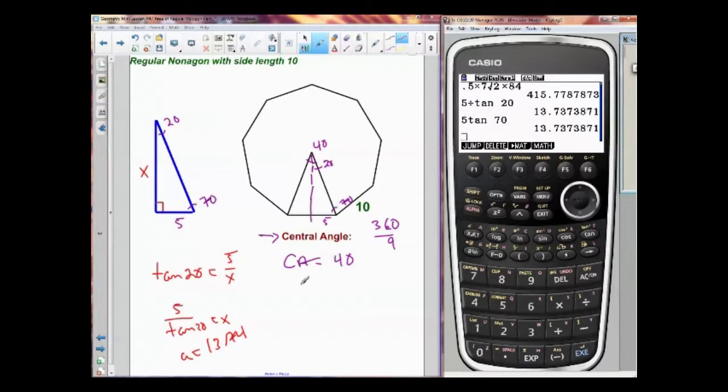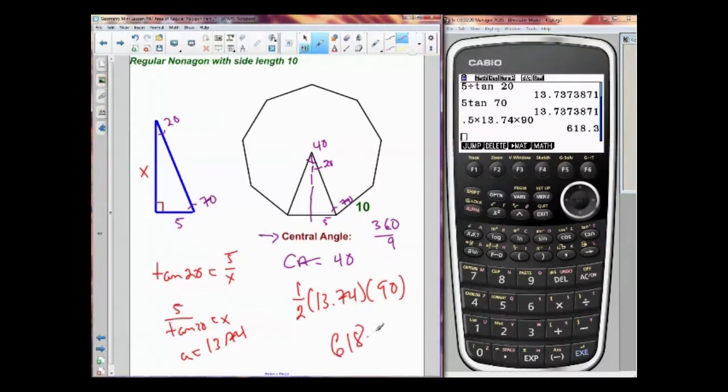1/2 apothem times perimeter. My perimeter is 90 because there are 9 sides and I chose an easy number on purpose. So I'm going to do 1/2 times my apothem, 13.74, times 90. And that's going to give me some number. So I'm going to use 0.5 for a half again, times 13.74 times 90. And that's 618.3. 618.3 is my area in whatever units we're using.